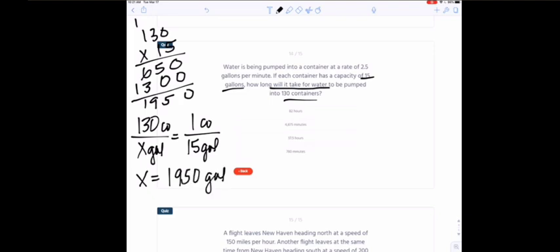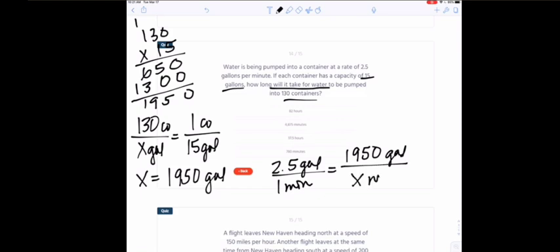Now, let's figure out how much time it's going to take to do this. So 2.5 gallons for every 1 minute. And I want to fill 1950 gallons, that's a lot of gallons, in x number of minutes, right? So now x times 2.5 is 2.5x, and 1 times 1950 is 1950. So now I'm going to divide by 2.5 on each side to isolate the x, and I'm going to set that up here.